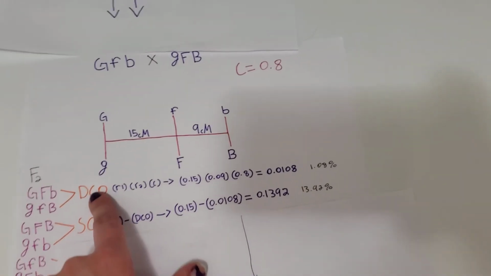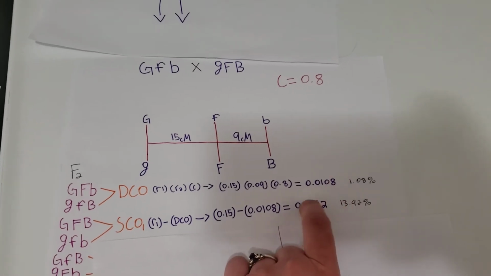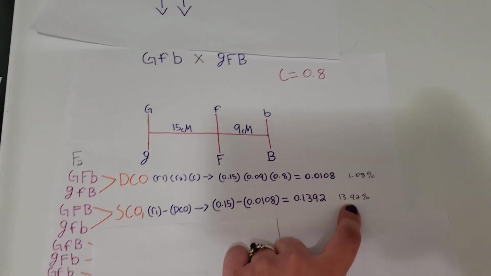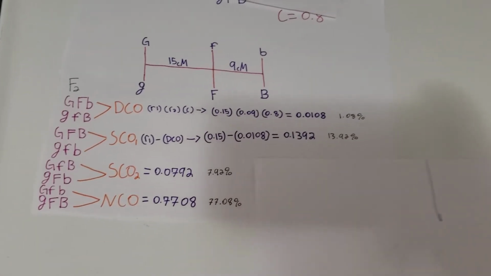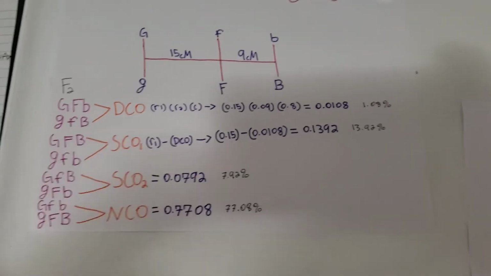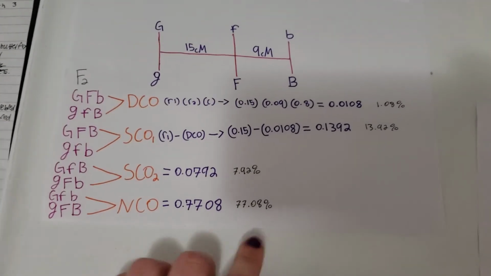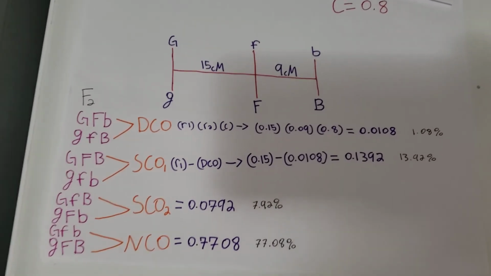For our single crossover in R1, we take our percentage of R1, so 0.15, and we're going to subtract our double crossover probability from it. So we're going to subtract this 0.0108, and we're going to get 13.92%. Now I have gone ahead and done the rest of the probabilities. So we've got for SCO2 7.92%, and for our no crossover 77.08%.